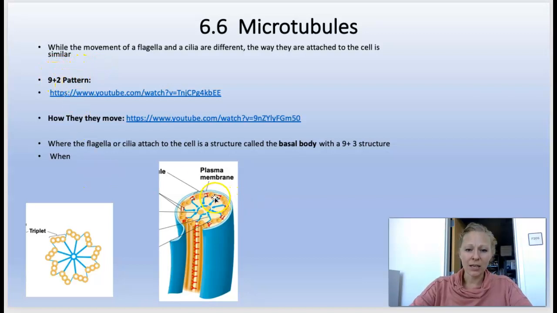So we can see that here we have the 2, and there's going to be 2 sets of 9, within these basal bodies, or 3, 9 within the basal body. But to watch these 2 videos, I'm going to give you time to click on this second and third video to watch to give you an understanding of the 9+2 and the 9+3 pattern and how these microtubules can help cells with motility or for movement.